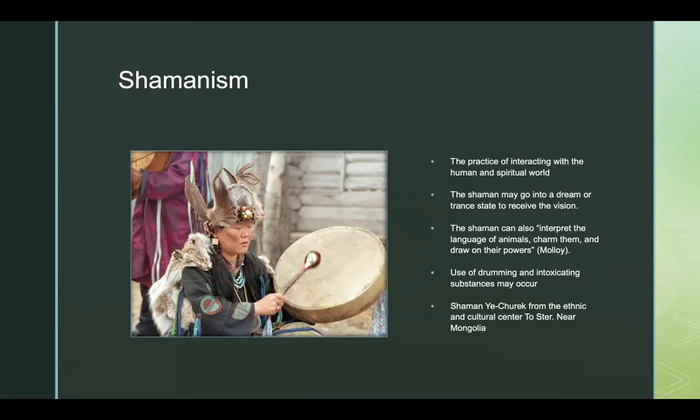The shaman can also interpret the language of animals, charm them, and draw on their powers. And there's a steady use of drumming, and intoxicating substances may occur, like peyote, which we talk about in our class as we watch some videos. So drumming and intoxicating substances may occur, and sleep and trance states do occur as well. There's a sense that the shaman tradition is very much like the concept of the quote unquote medicine man or medicine woman. The shaman tradition is very powerful and very much a part of many of these traditions across the globe. It's hard to say that one tradition does one thing and another one doesn't. It's hard to put them all together, but shamans exist in pretty much all areas of indigenous religion populations.